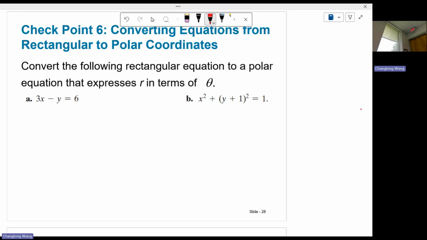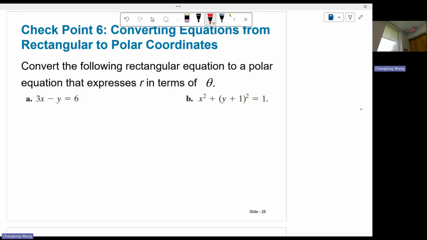What about the second one? Quadratic, right? It's a circle, and it's shifted down by 1. So the center is at (0, -1), right? Good. So you see that with the rectangular coordinate system, those graphs are easy to tell, right?